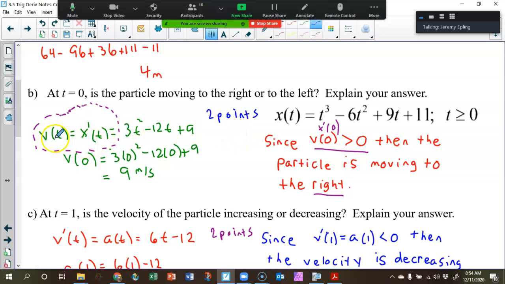Yes, you have to write that velocity is the derivative of position. You can't just call this v of t because it looks like magically 3t squared minus 12t plus 9 just showed up. You've got to notate that this is the derivative. Other questions there in part B?